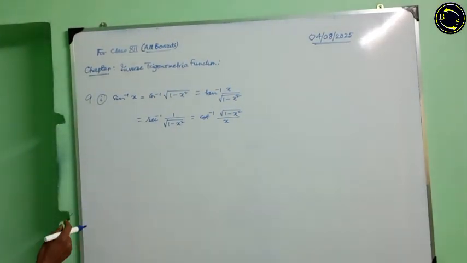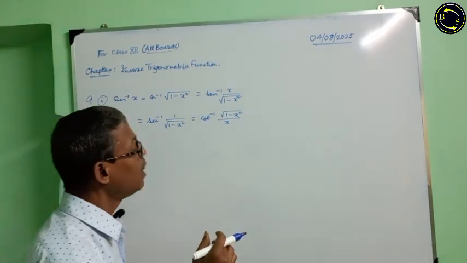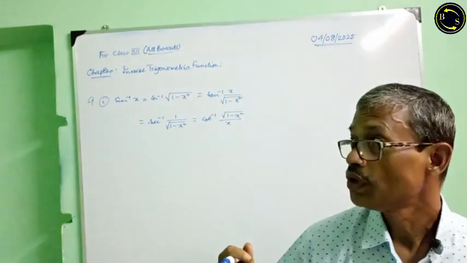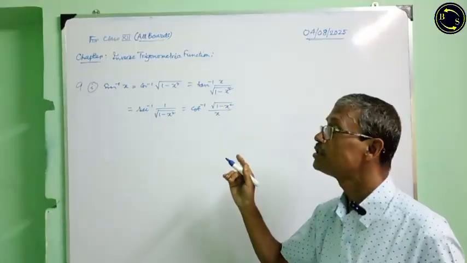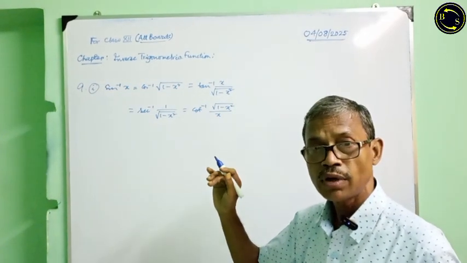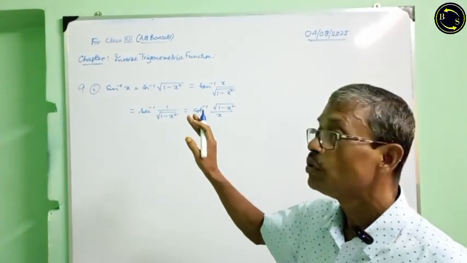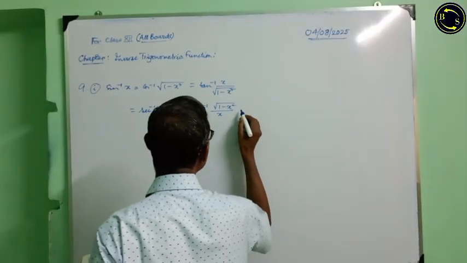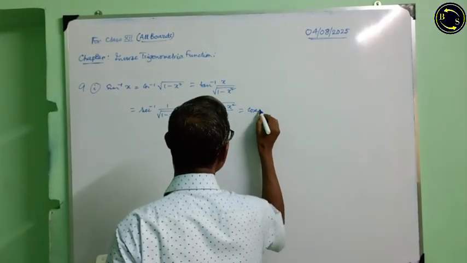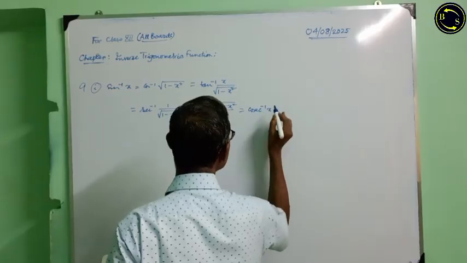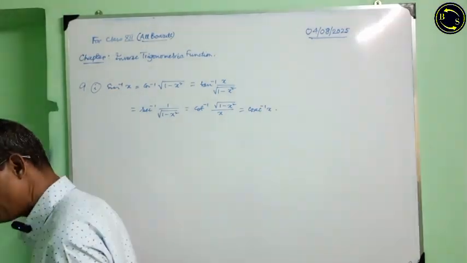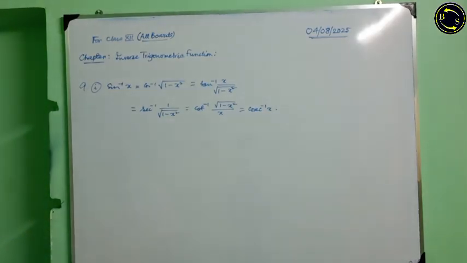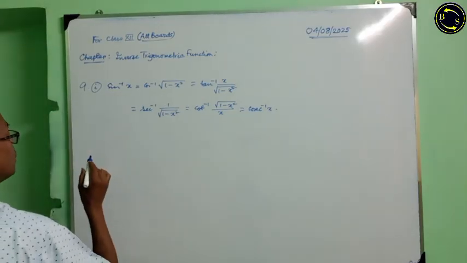And already in the earlier set we have shown cosec inverse x equal to sine inverse 1 by x, and we can say here sine inverse x equal to cosec inverse x. Now let me prove this one. Proof.